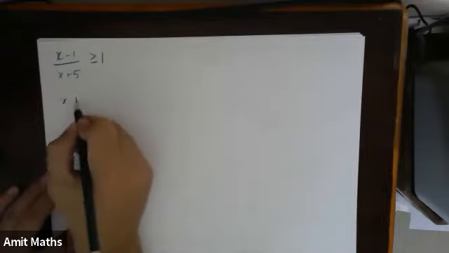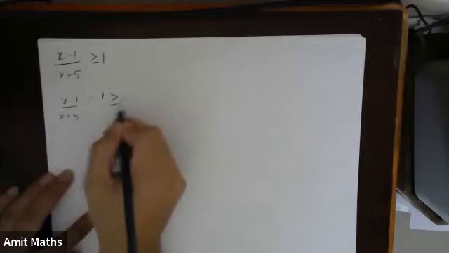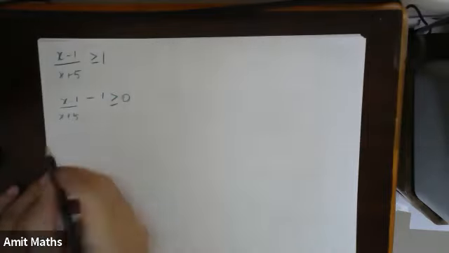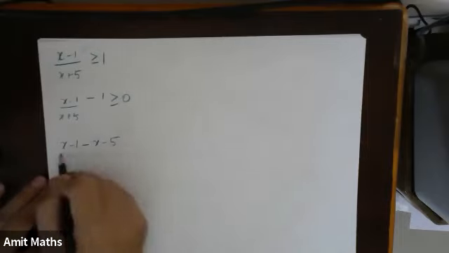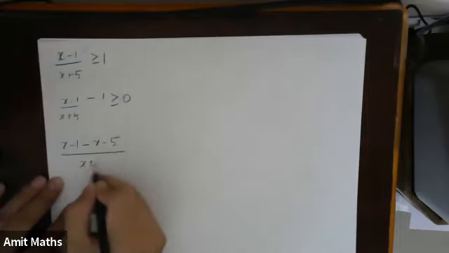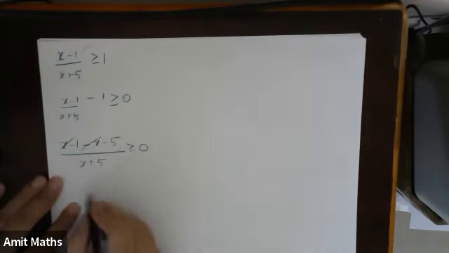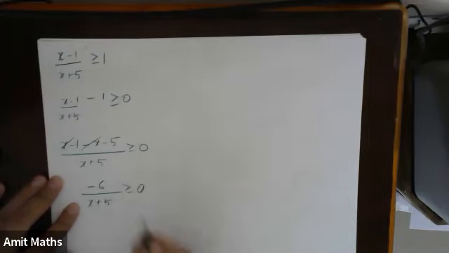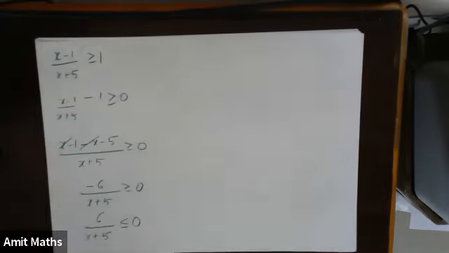This is x minus 1 minus 1 upon x plus 5. This should be greater than equal to 0. So this I will write as x minus 1 minus x minus 5 upon x plus 5 should be greater than equal to 0. This and this get cancelled. So this becomes minus of 6 upon x plus 5 should be greater than equal to 0. If I multiply with minus on both sides, this will become 6 upon x plus 5 should be less than equal to 0. Understood?